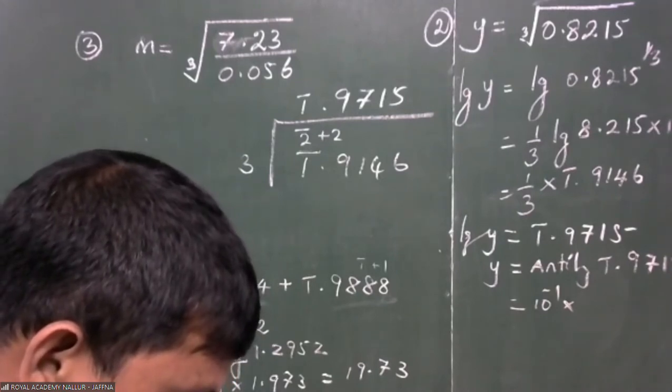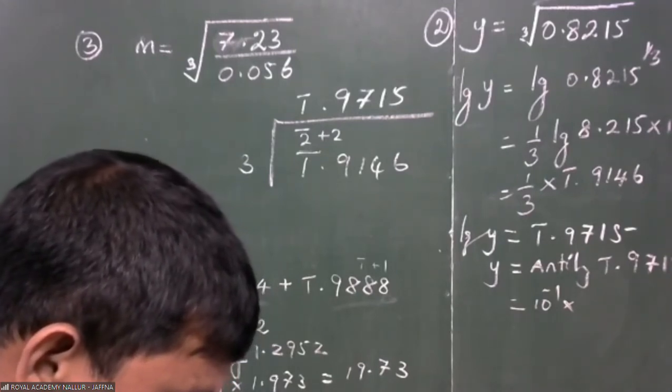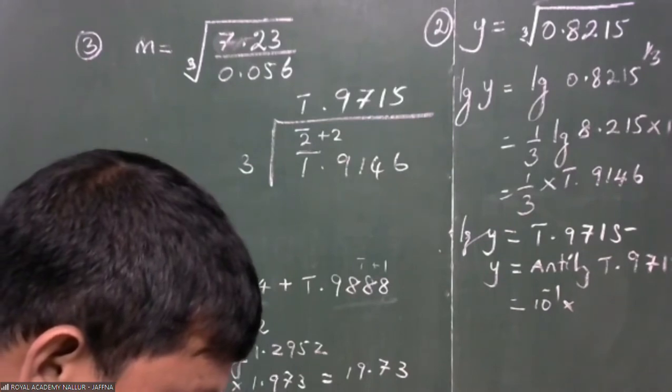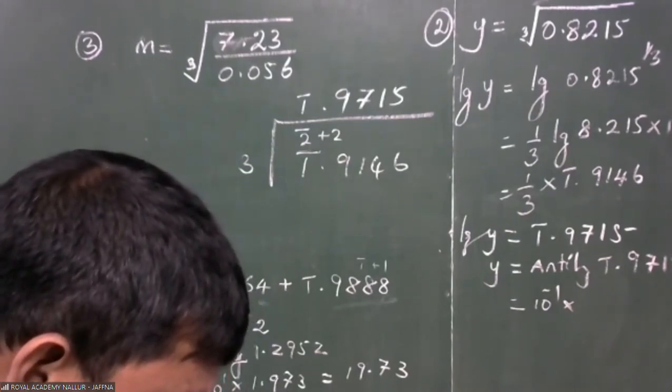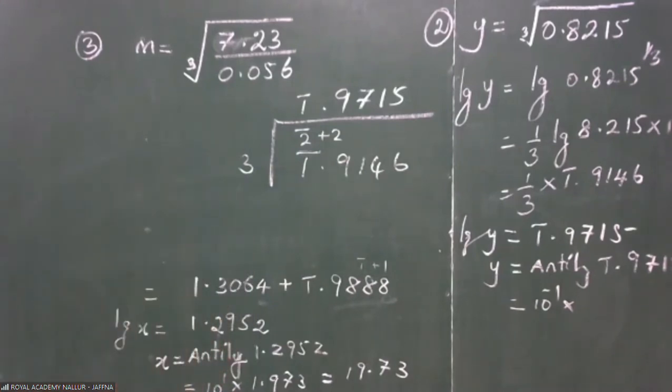Meat, fishes, vegetables. Meat, fishes, vegetables. Right. You find and tell the answer.